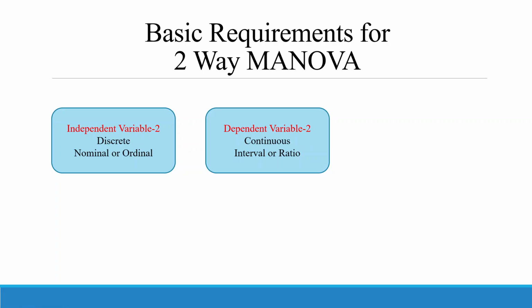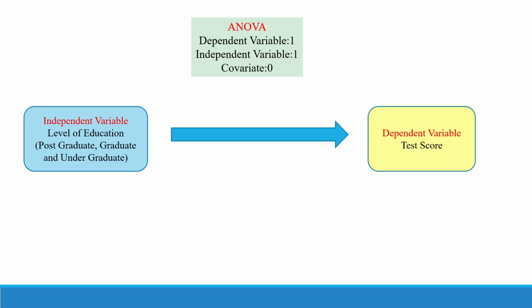Before we proceed further, let us understand the family of ANOVA. We start with basic ANOVA. Basic ANOVA consists of one dependent variable, one independent variable, and zero covariates. So here, the independent variable is level of education, discrete. So we are having postgraduate, graduate, and undergraduate. Dependent variable is test score, continuous. Our objective of the study is to study the effect of level of education on test scores.